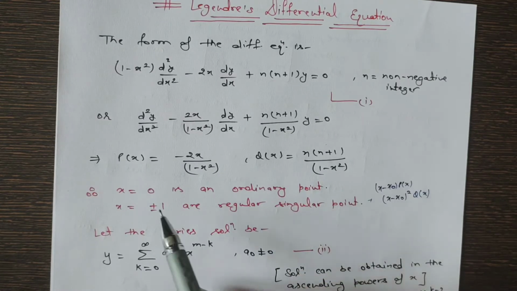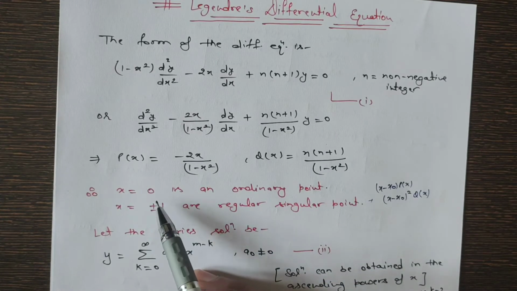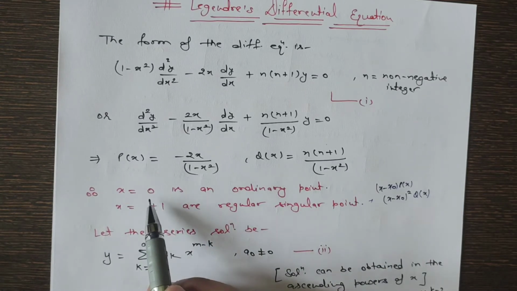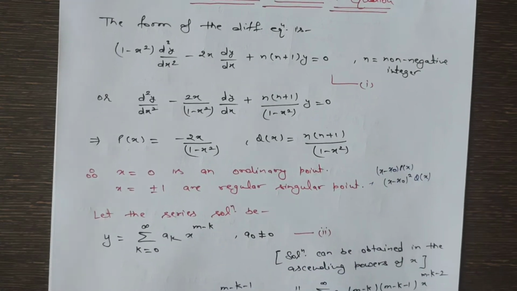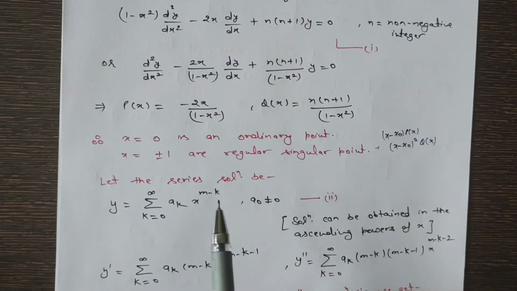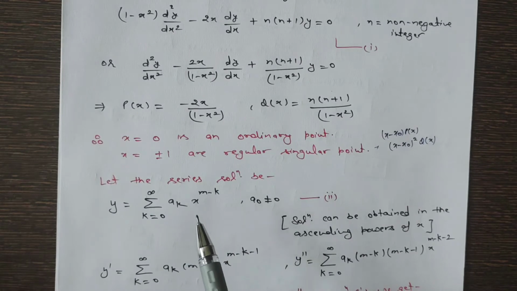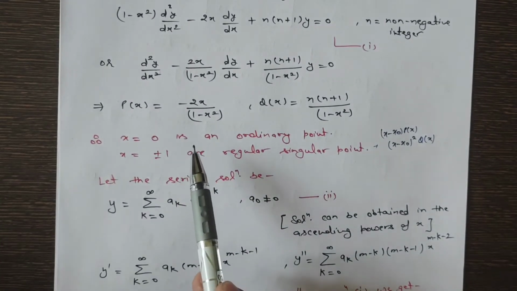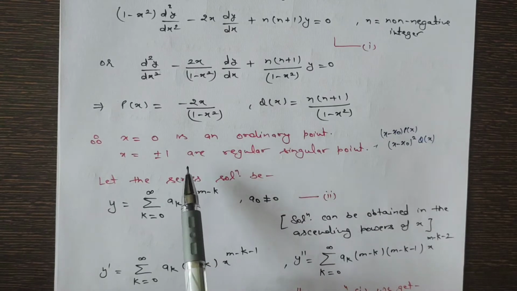And we very well know that for solving about the ordinary point, we can also use the Frobenius method. We can have the solution about x equals 0, and also the solution about x equals plus minus 1. But the solution about x equals 0 is of greater importance, or we can obtain the Legendre polynomials by using either of the points. Either we can use the ordinary point or we can use the regular singular point.